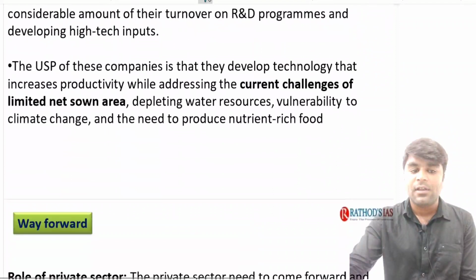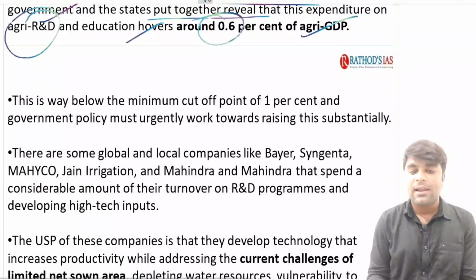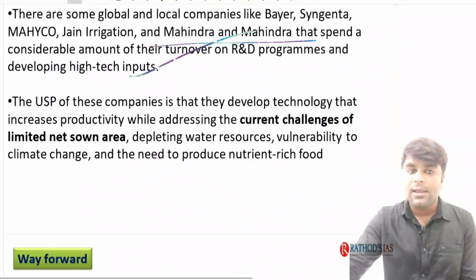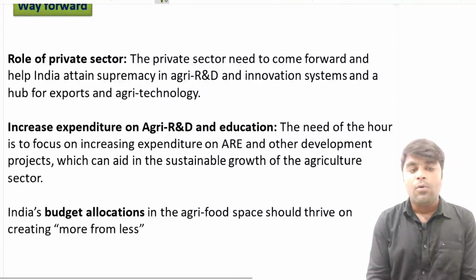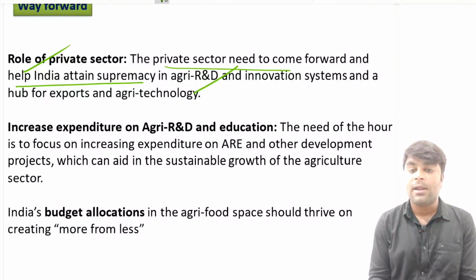It needs to be increased. Now, there are some private institutions currently, like Mahindra and Mahindra, which is promoting research and development in the agriculture sector, right? Now, when we look at the way forward, we should increase the role of the private sector in this research and development. The private sector needs to come forward and help India attain supremacy in agricultural research and development and innovation systems.